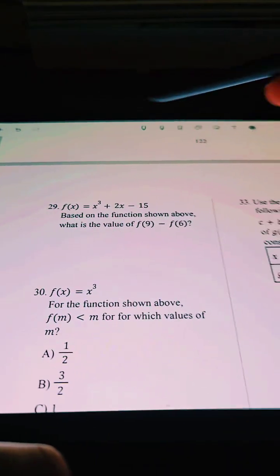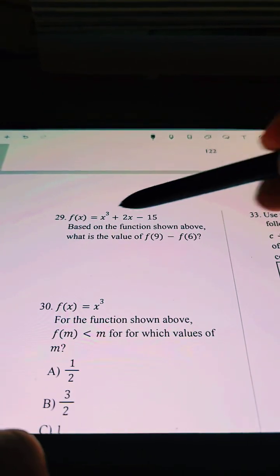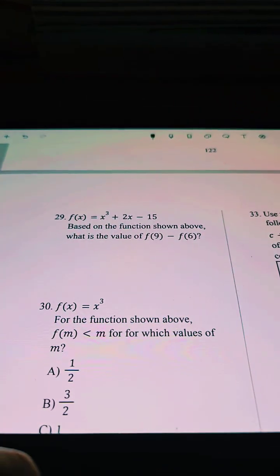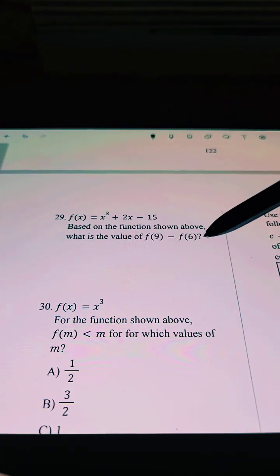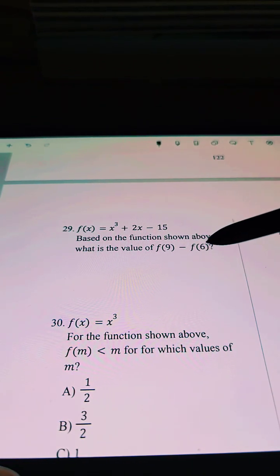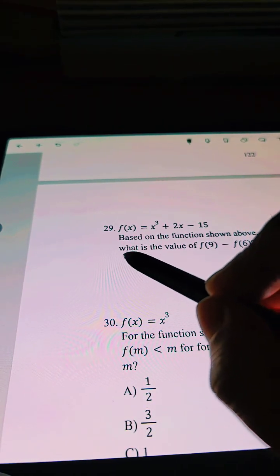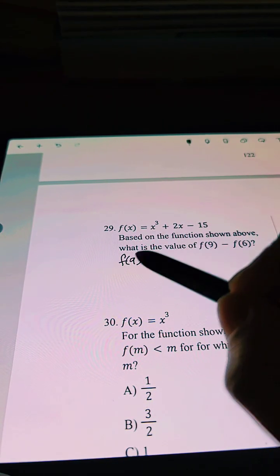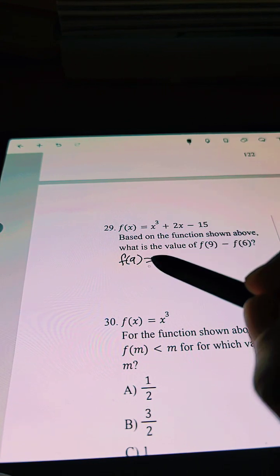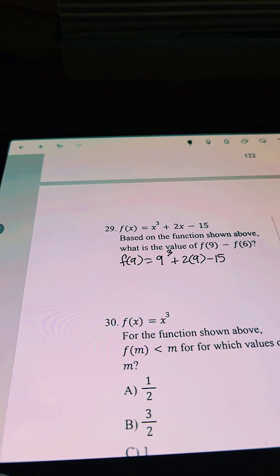Okay, so now let's go to number 29. For number 29 right here, we want to figure out, based on this function above, what is f of 9 minus f of 6. So basically you just find out what f of 9 is and then subtract what f of 6 is. So let's start by finding f of 9. f of 9 means that 9 is going to replace each of our x's. So we're going to have 9 cubed plus 2 times 9 minus 15.